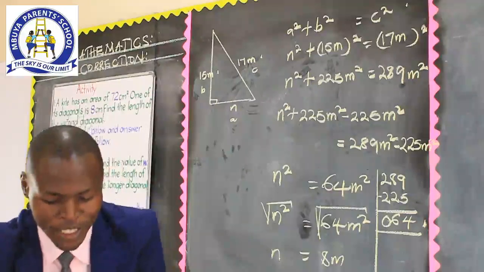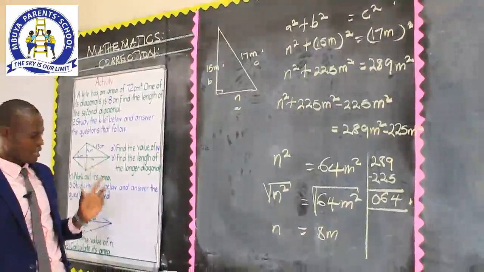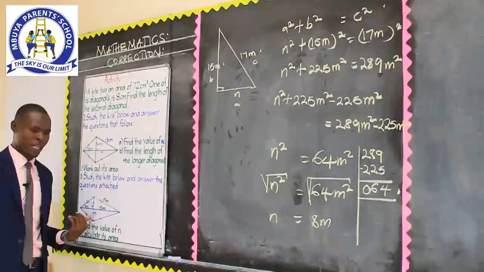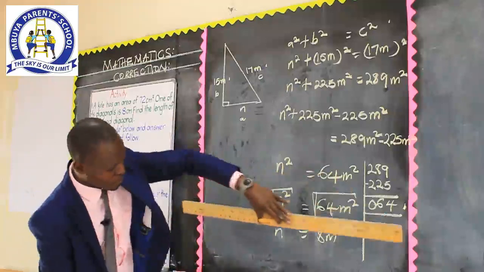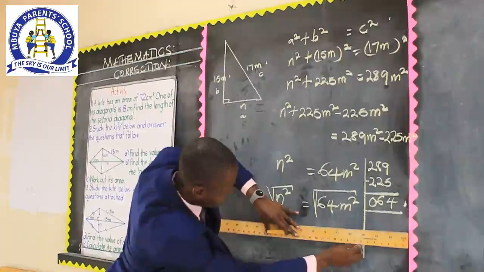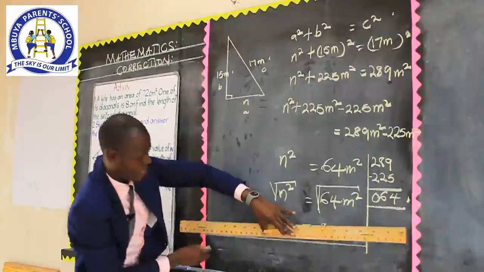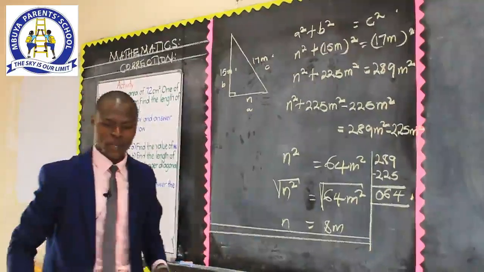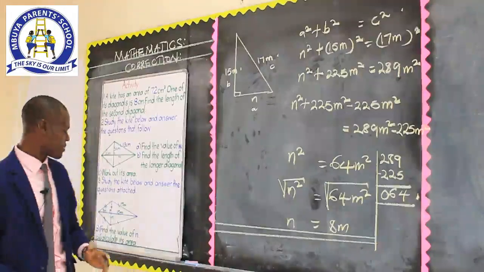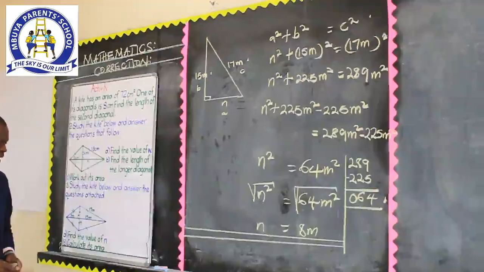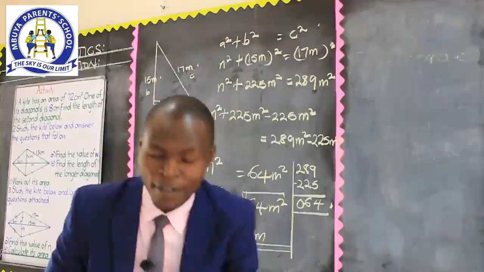Class, at that point, I must tell you that we've accurately answered part A of the question, which is telling us to find the value of n. Get a ruler, double underline your answer. I like the neatness. I like it when you are neat in your presentations. Class, without wasting much time, I wish to go to part B. Calculate its area.